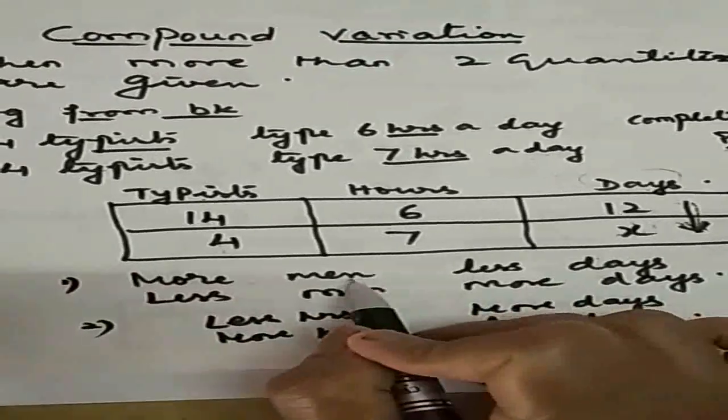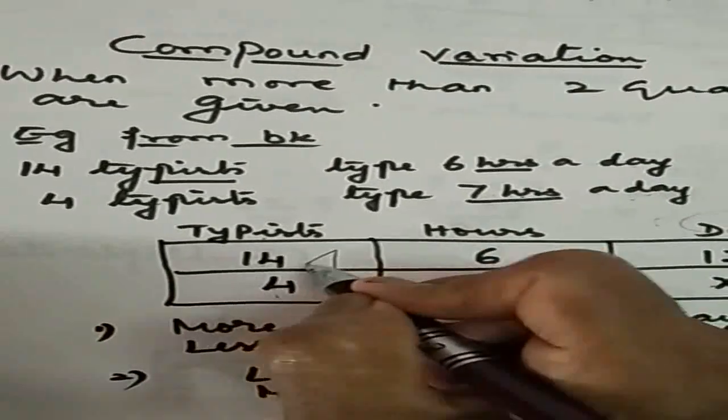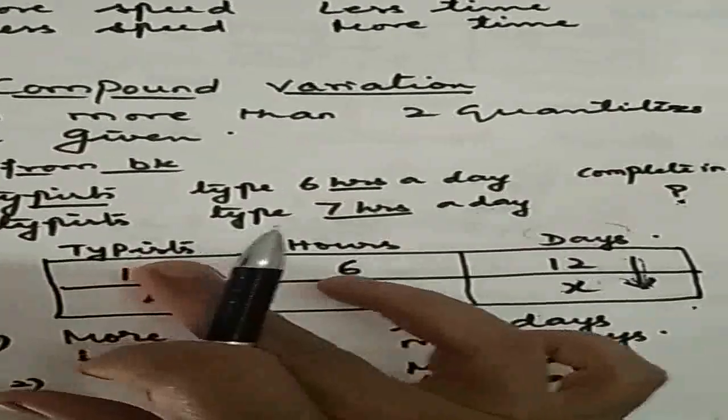When it is inverse, where the arrow mark is down here, then this will be opposite. It will be opposite, up. Now you have compared typist and days.